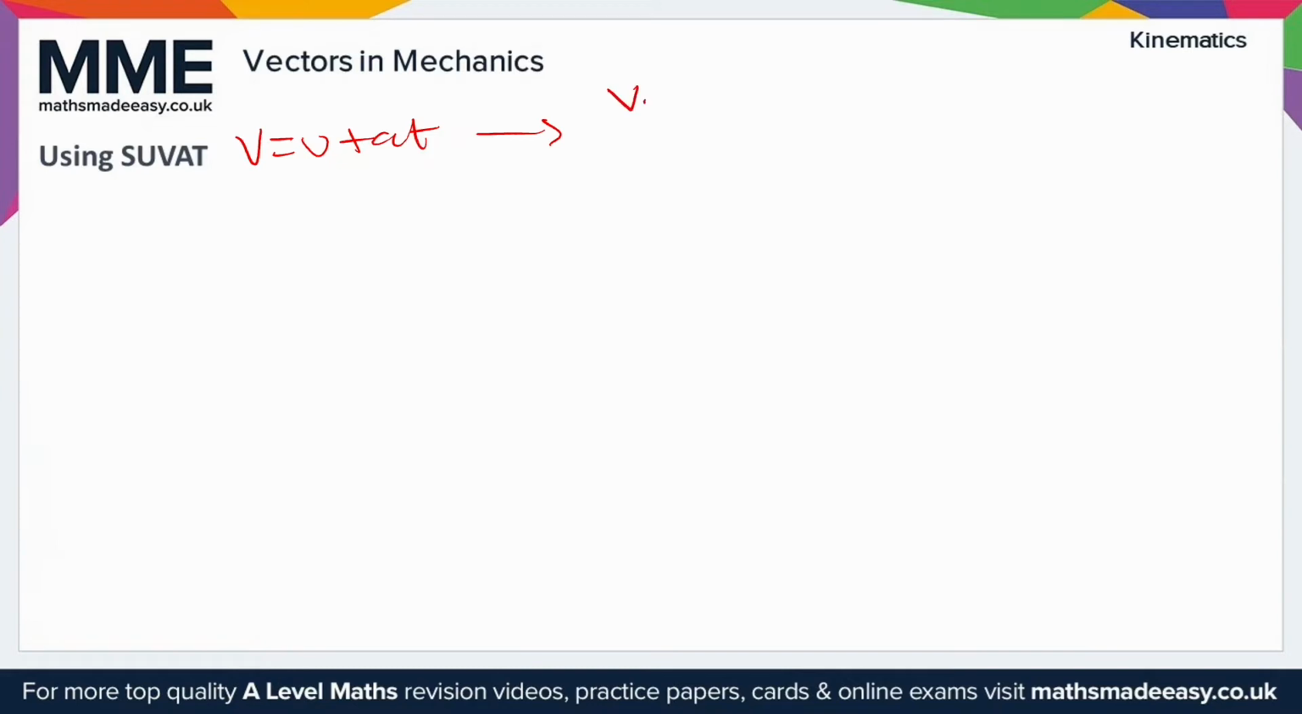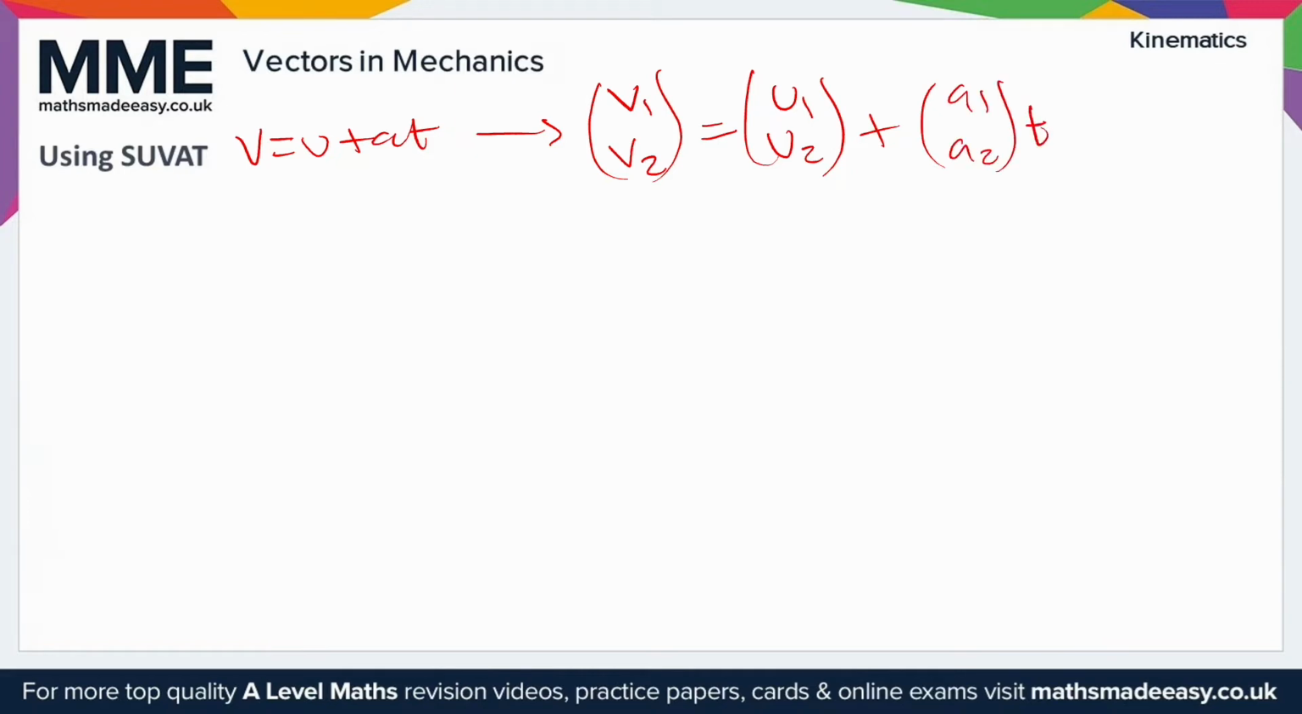Well, (v1, v2) equals (u1, u2) plus at. You might notice here, I'm not going to write t as a vector. t is always going to be a scalar because t doesn't have any sort of direction. We're just talking about how much time has passed. t stays as a scalar here.